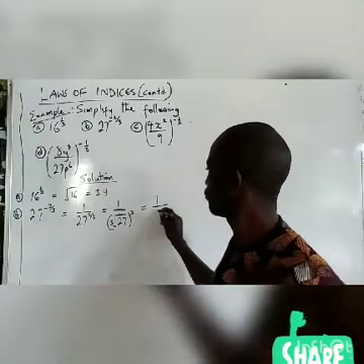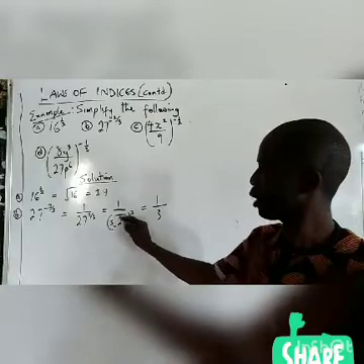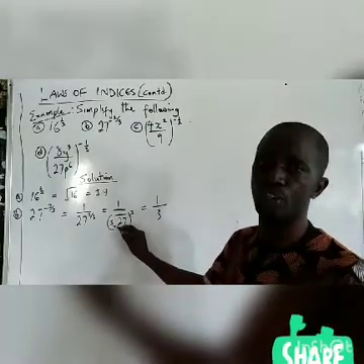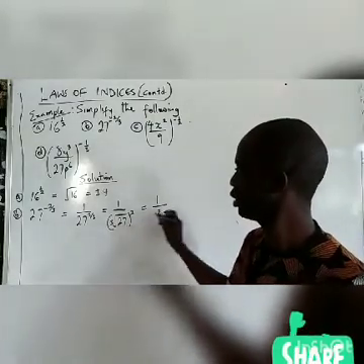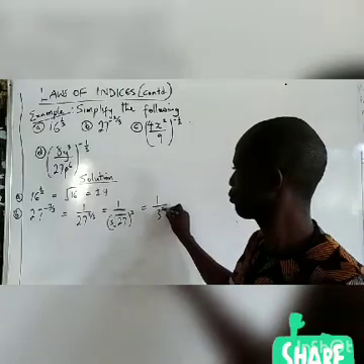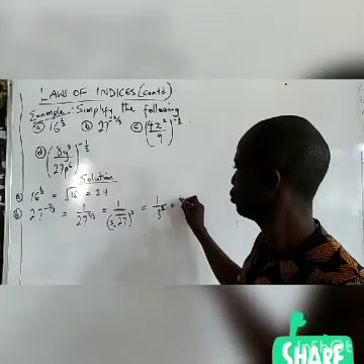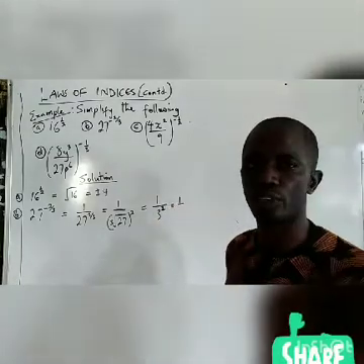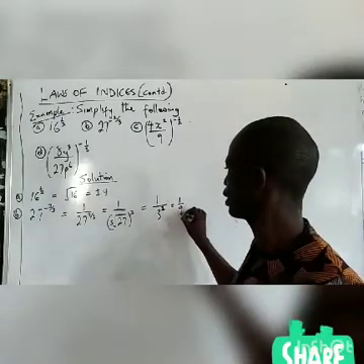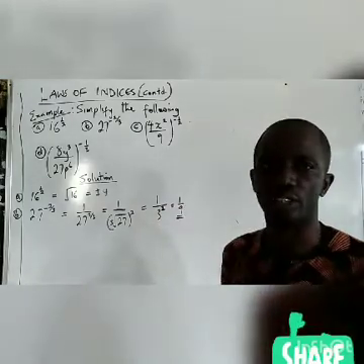But remember, there's a raised to power 2 after you find the cube root of 27. So we are going to be having 3 raised to power 2. And 3 raised to power 2 is 3 times 3. That gives us 9, our final answer.